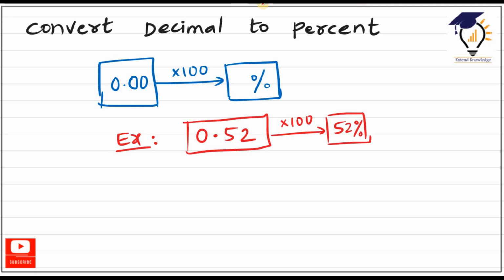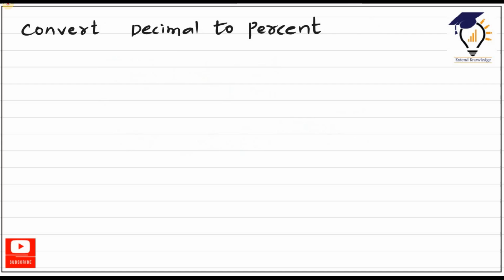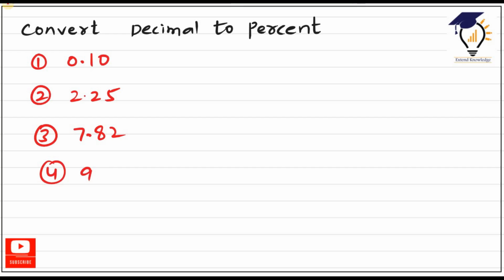So have some practice on this conversion into percentages. Convert decimals to percents. I have a few decimals to convert: 0.10, 2.25, 7.82, 9.724, 0.001. Pause the video and answer these questions.